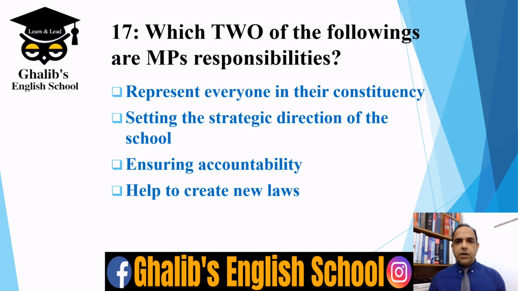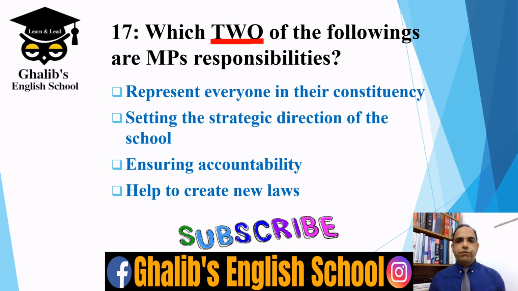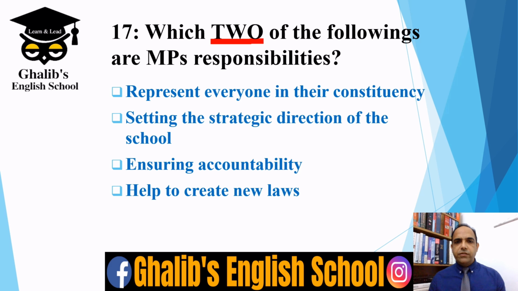Question 17. Which two of the following are MPs' responsibilities? Make sure that sometimes you are asked to choose two options, so you have to identify them correctly. We have four options here: to represent everyone in their constituency, setting the strategic direction of the school, ensuring accountability, or helping to create new laws. As an MP, they are responsible for option A, to represent everyone in their constituency, and option D, to help in Parliament to create new laws.